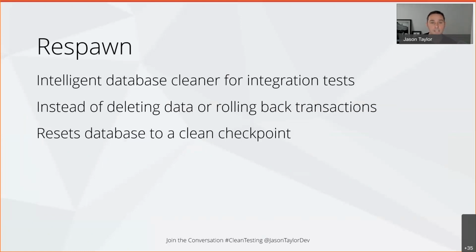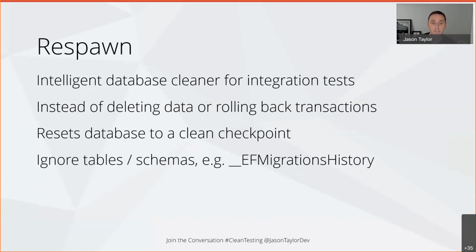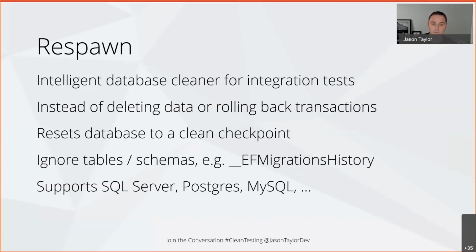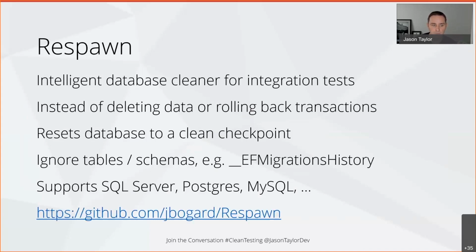It takes a performant approach by working out the relationships among the tables and deleting the data in the correct order. It's easy to configure. You can set it to ignore tables and schemas, such as the EF migrations history. We'll be taking a look at that. And it supports many databases such as SQL Server, Postgres, and MySQL, to name a few. The best thing about Respawn, like some of the other tools that we're looking at, is that it's really easy to learn. And I'm going to show you a lot in this talk.